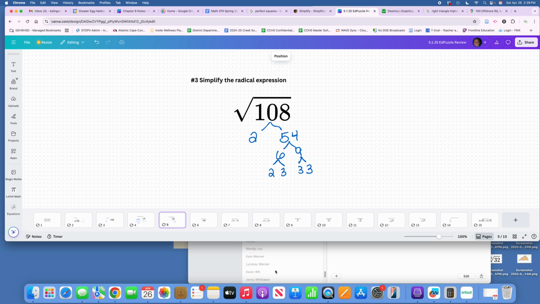3 times 3. So I can rewrite this as 2 times 2 and 3 times 3 times 3. Okay, and I'm going to take out the pairs. So 2 has a pair, so that comes out. 3 has a pair, so that comes out. And then I have 3 on the inside. The answer to this is 6 radical 3.